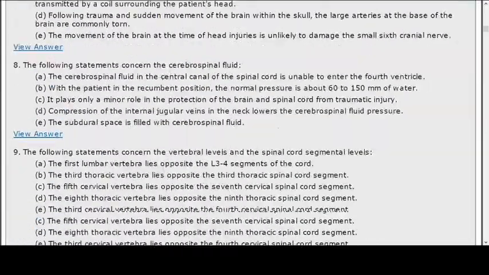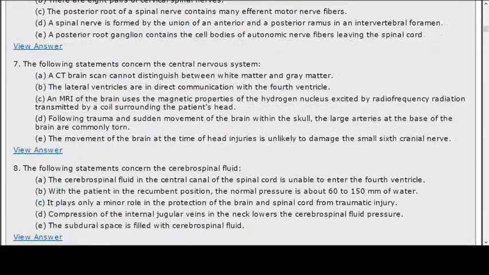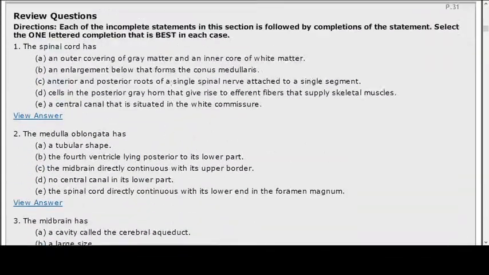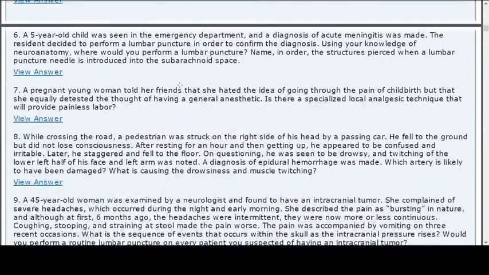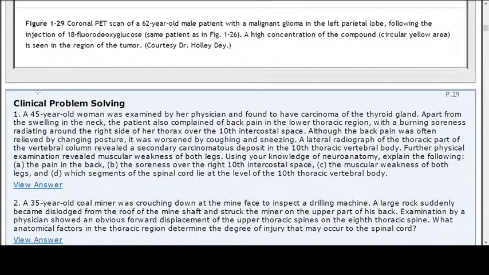Okay, there are a lot of questions. These are the MCQs. First, we need to see the questions, then we'll go into the chapters, and at last we'll come back to the questions. Let's see what we'll learn.